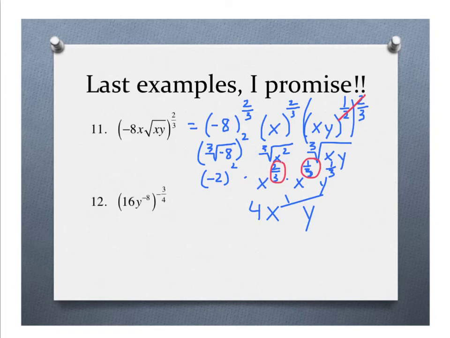Whew, exhausting. Next one. All right, so let's apply all the exponents. I'll use red for this one. 16 to the negative 3/4 power times y to the negative 8 to the negative 3/4 power. 16 to the negative 3/4 power, well, 16 is 2 to the 4th. And that's one way to deal with problems like this, and you're going to see why I did that in just 1 second.